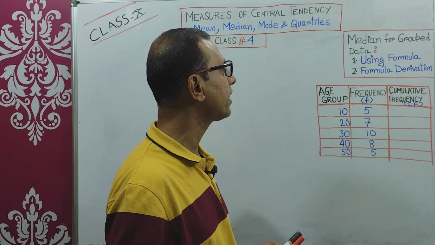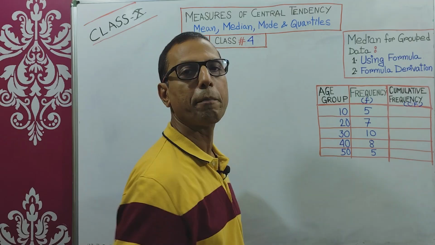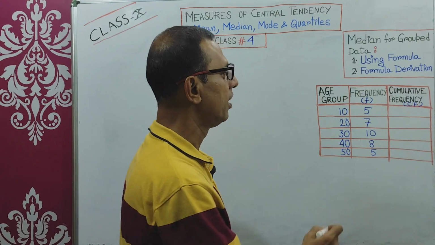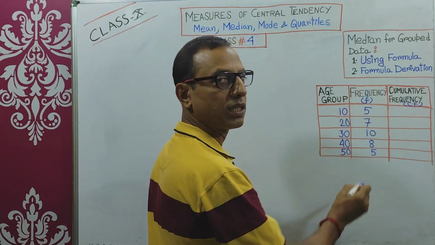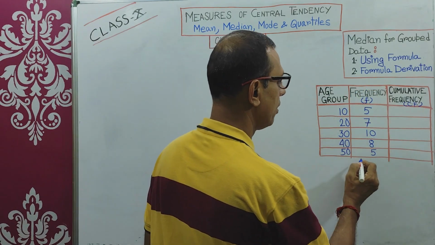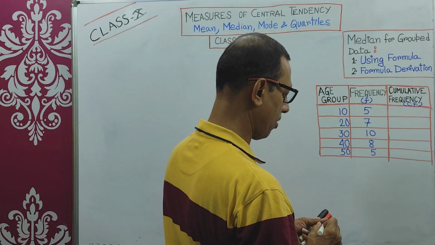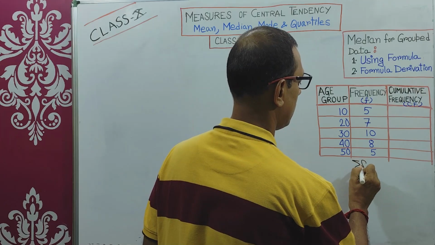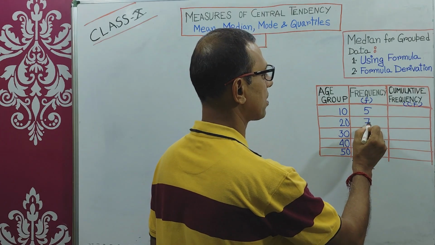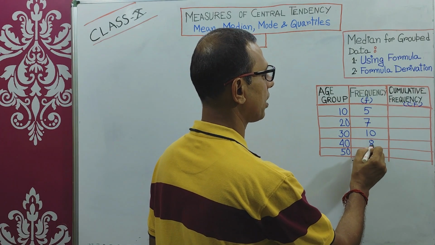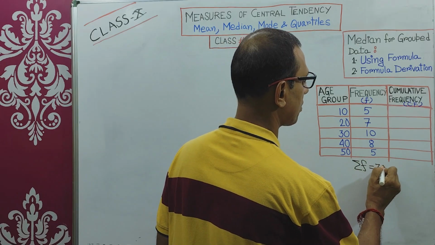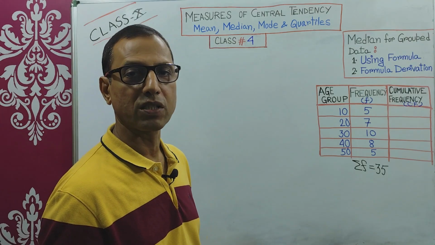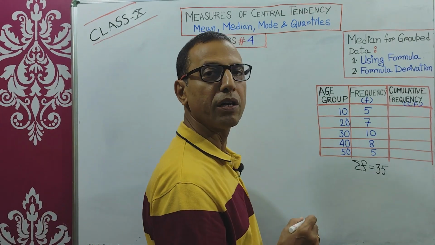For that you need to find out the total number of observations, or the total frequency, that is given. Let's say here, what is the total frequency, the second column frequency f, right? So what is the summation of frequency? The summation value is 5 plus 7 is 12, 22, 30, 35. So the summation is 35.